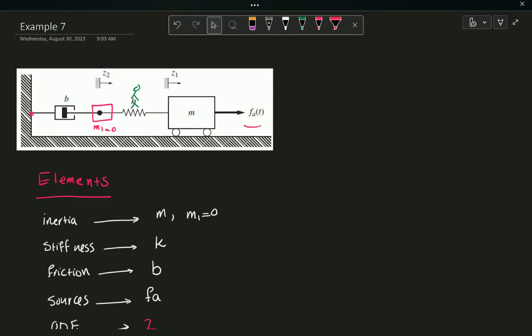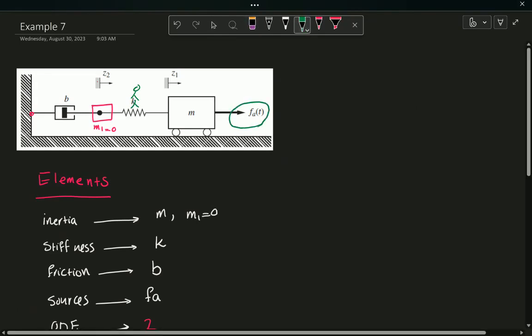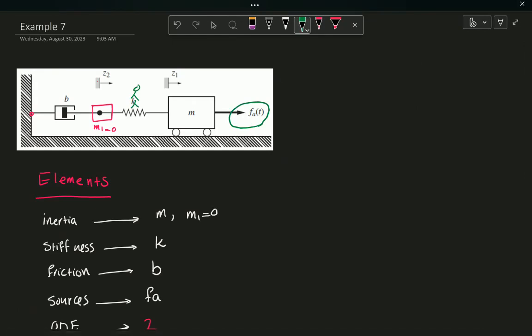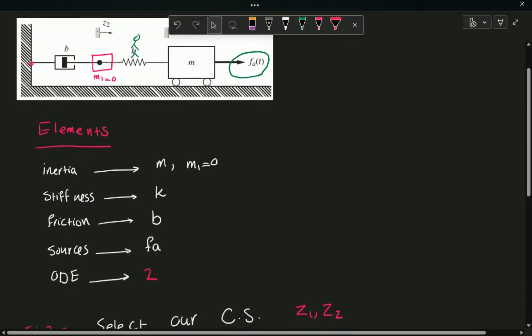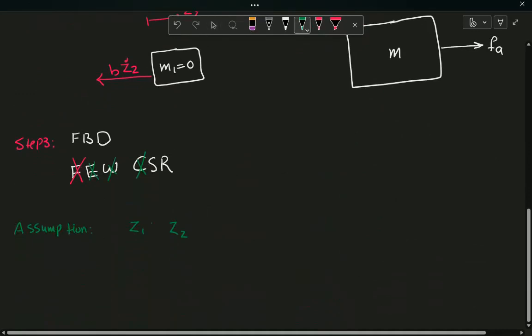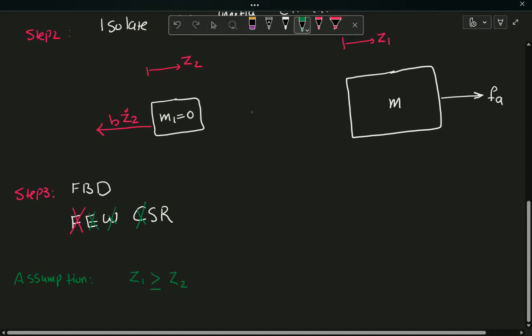Just like the previous examples, I would look at the direction of power flow. Power flows into the system from the side of M and Z1, and then it's transferred to M1 and Z2. So I think it's reasonable to assume that Z1 is greater than Z2. With this assumption, I would make the inside of the parentheses positive. Now figure out the direction.